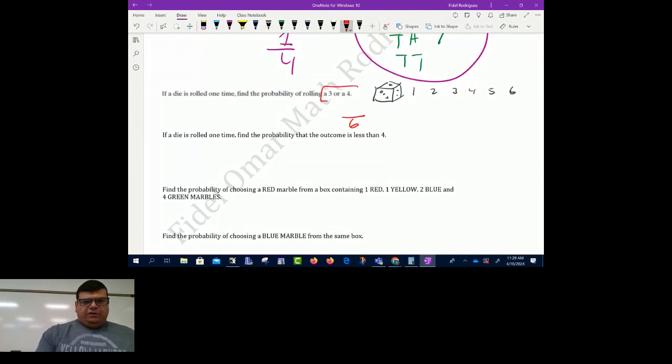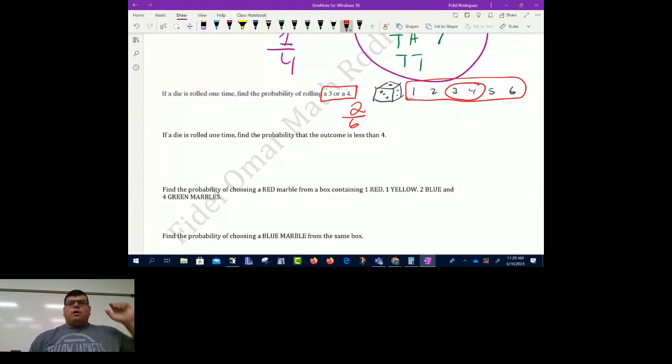Find the probability of rolling a 3 or 4. Y'all, out of those 6 numbers, 2 of them are either a 3 or a 4. With probabilities, y'all, my answers are always going to be like fraction type problems, okay? And then what we're going to do, y'all, we're just going to reduce the fractions. So 2 out of 6, y'all, is the same thing as saying 1 out of 3, okay? All right. Now, let's take a look at the next one.